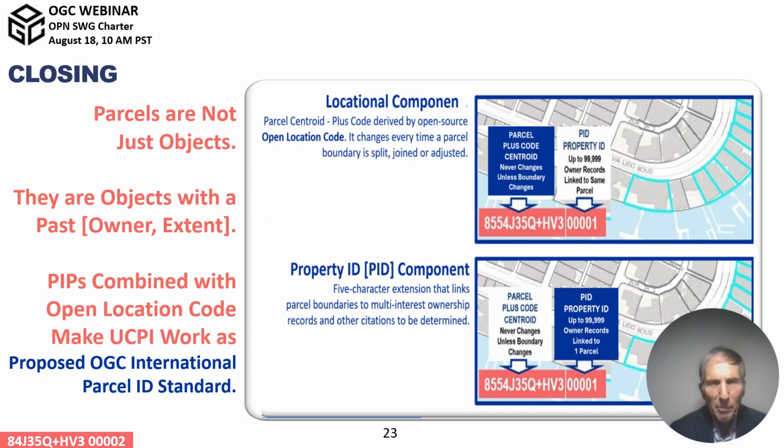In closing, remember parcels are not just objects. They're objects with past owners and past extents. PIPs combined with open location code makes UCPI work as the proposed OGC International Parcel ID standard.